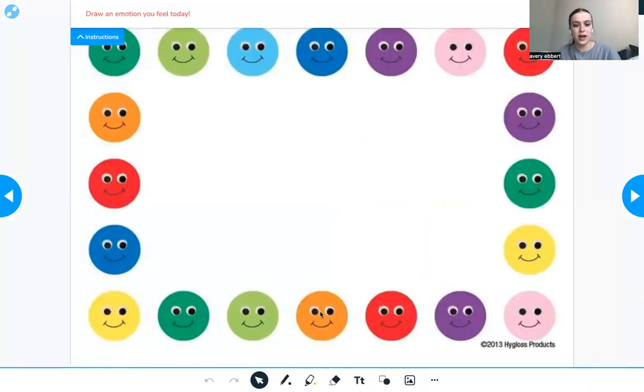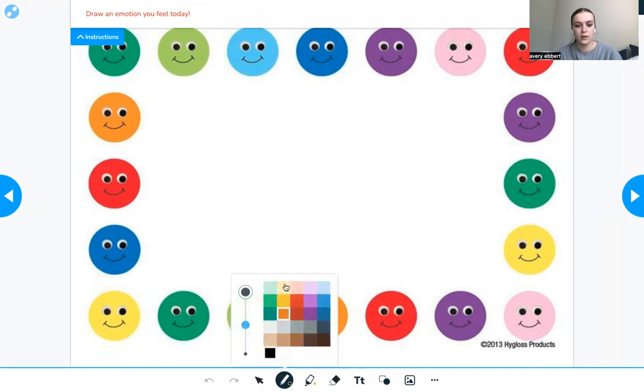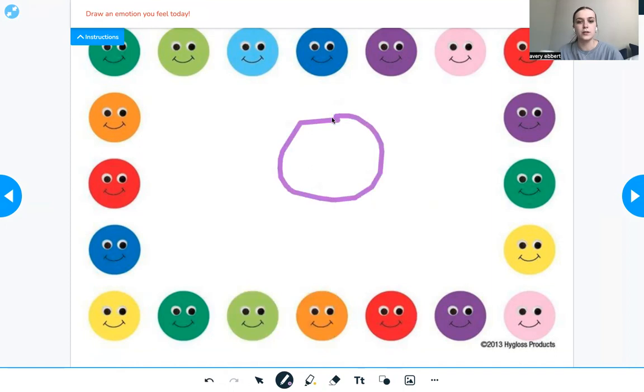Next, for this activity, I want you to draw an emotion that you are feeling today. So let me get to the marker. Here we go. You can pick a color. And I'm going to do a happy face, but you can draw whatever emotion you feel today.